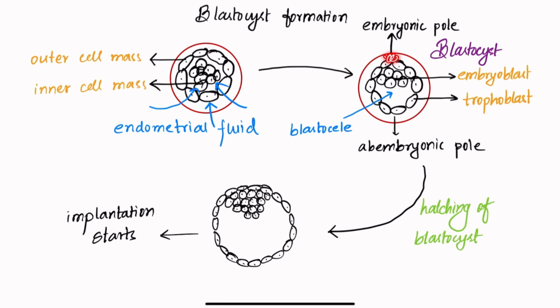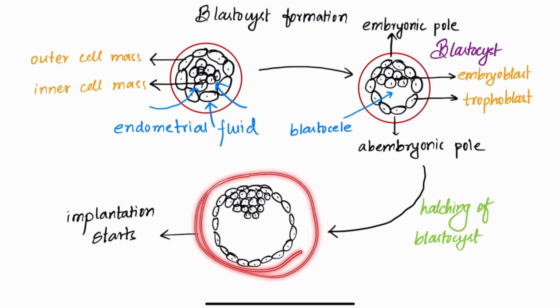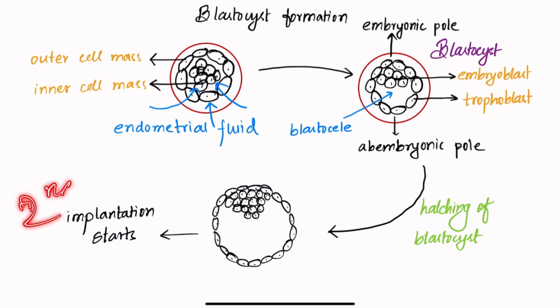The pole towards the embryoblast is the embryonic pole, and the pole right opposite to it is the abembryonic pole. This structure right here is the blastocyst, which is still present inside zona pellucida. Finally, the blastocyst hatches out of the zona pellucida and forms a structure like this. This structure or blastocyst gets implanted on the wall of the uterus at the embryonic pole, and the beginning of the second week of development starts.